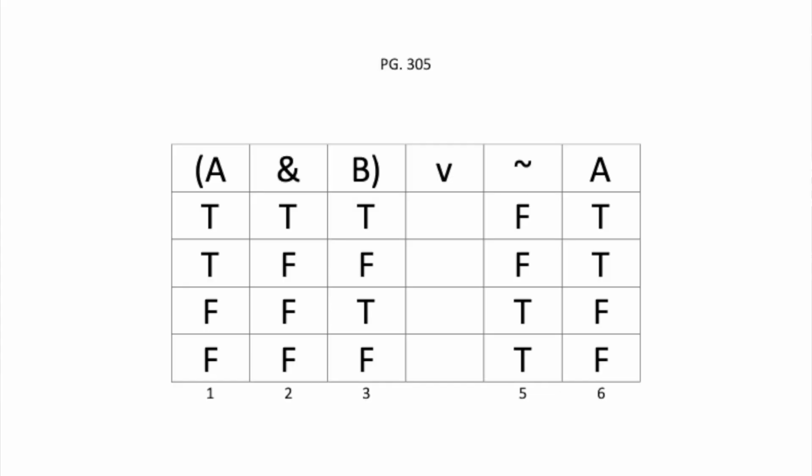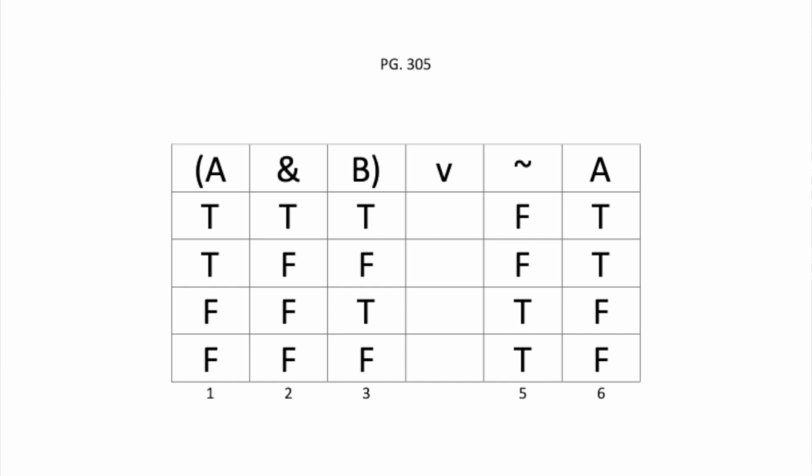Next, you would go to the ampersand and calculate column 2. That's the column with the ampersand, right? You're going to calculate column 2 according to the conjunction function between columns 1 and 3. Column 1 is the first conjunct of the conjunction. Column 3 is the second conjunct. Column 2 represents the truth value of the conjunction, which is a component sentence of the overall disjunction.